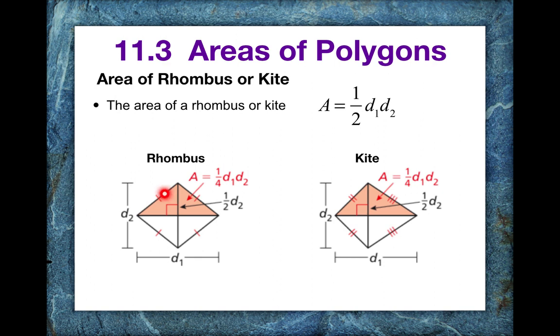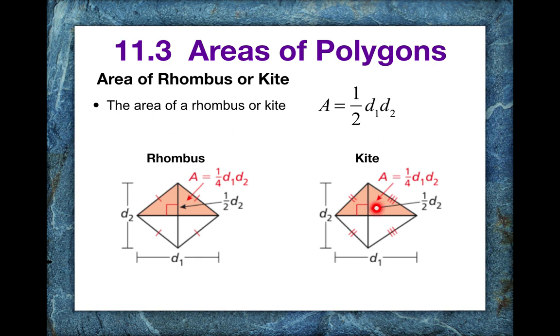And that's because if I just look at this triangle here, the base is D2. The height is going to be half of D1. So the area of the top triangle is 1/4 D1 times D2. When I add in the bottom area, then I get 2 of those. So I get 1/2 D1 times D2.